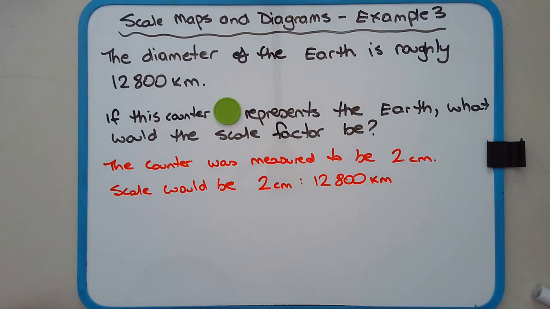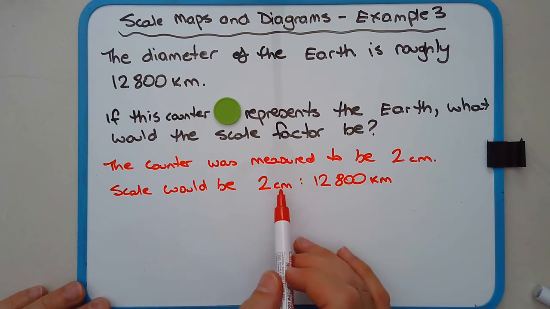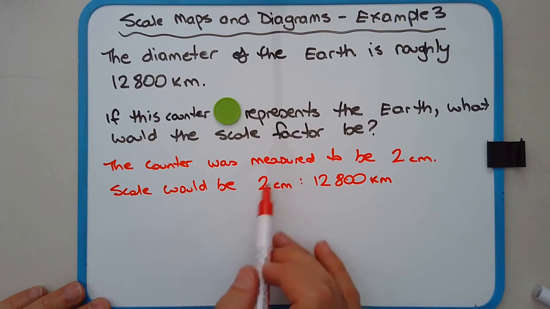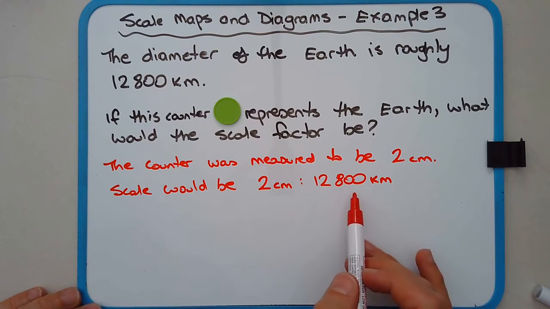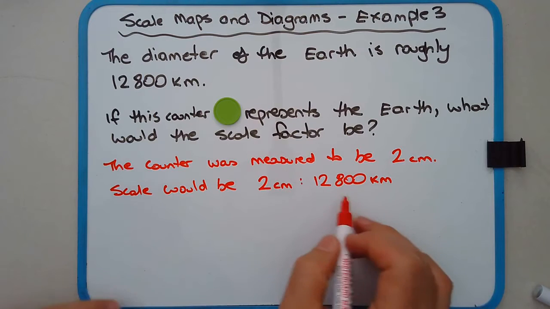However, to properly indicate a scale, the units have to be identical. We can't use centimeters in one of the terms and kilometers in the other. They've got to be the same unit of measure. So we need to convert the kilometers into centimeters.